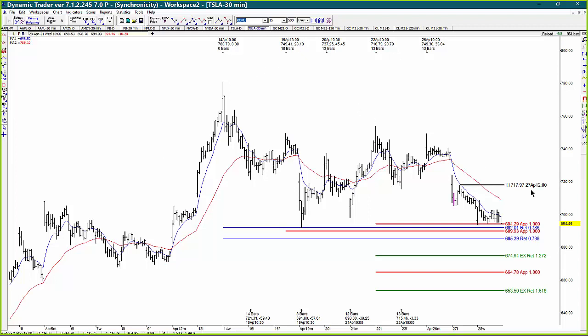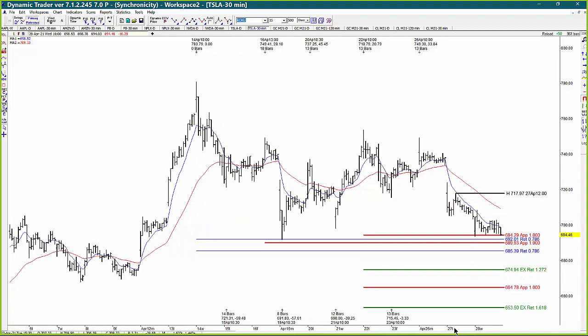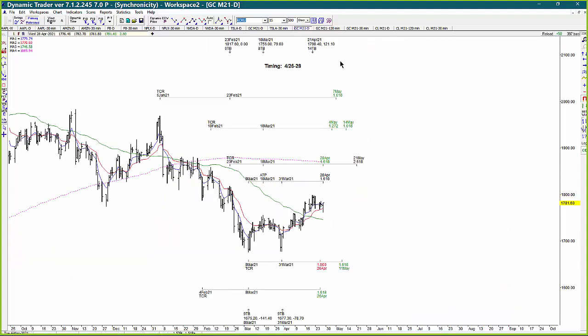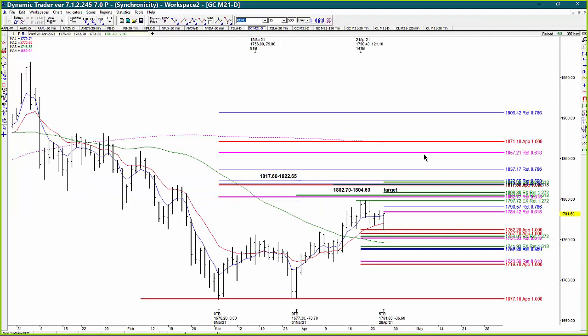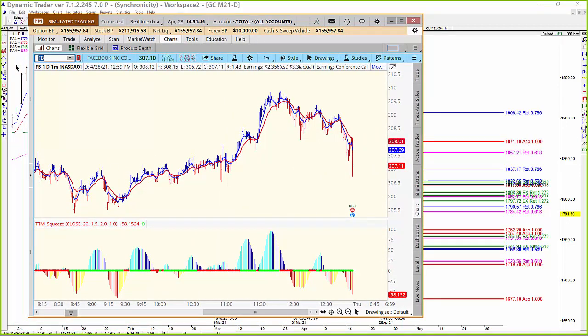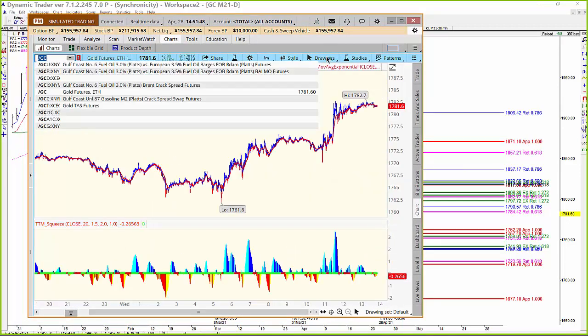Now Tesla may have triggered, but Tesla would have gotten stopped out, I believe. It depends on where you placed your bet against. That one's definitely not acting well. Gold, for example, here's that support that we hit, 1762.20. Let's see what that would look like.